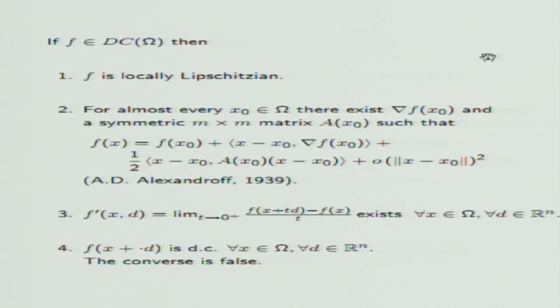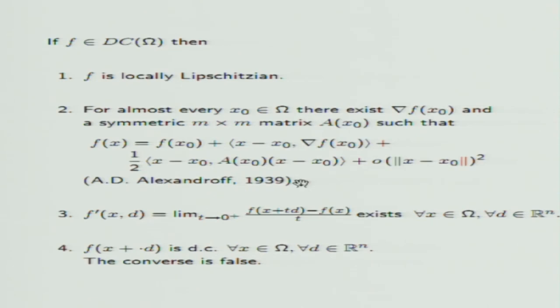First of all, they must be locally Lipschitz, because every convex function is locally Lipschitz, and when you take differences this locally Lipschitz character is preserved. Second, there is an old result by Alexandrov which says that every convex function, at almost every point in the sense of Lebesgue measure, has a second order Taylor expansion.